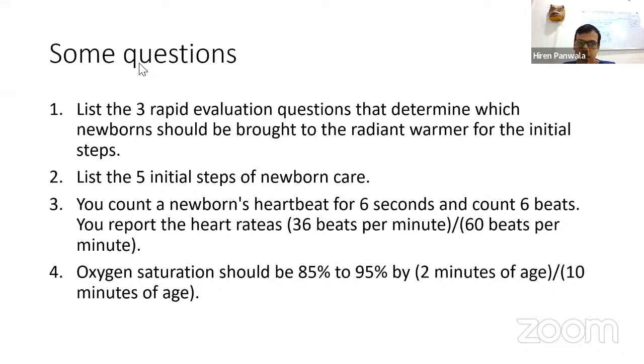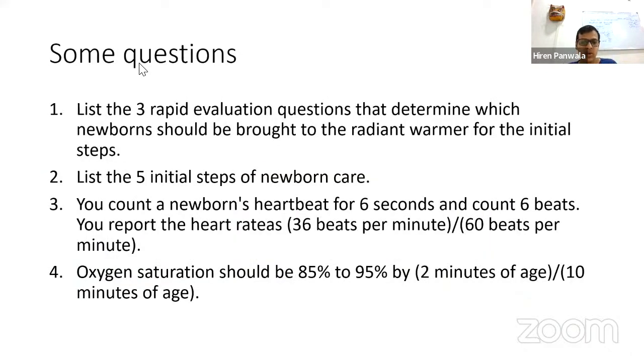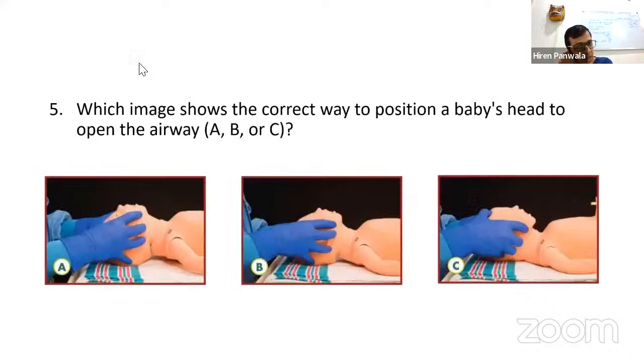We are running short of time. We have just done this, but I won't go through all the questions, just some relevant ones. Which image shows the correct way to optimize the baby's airway? Is it A, B, or C?